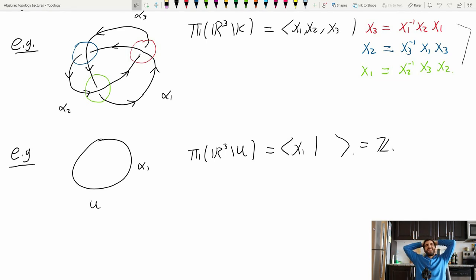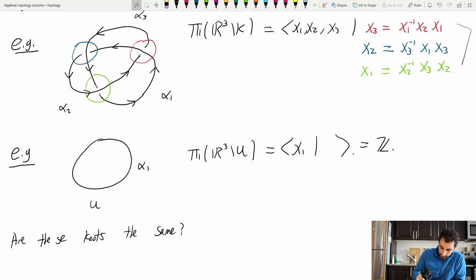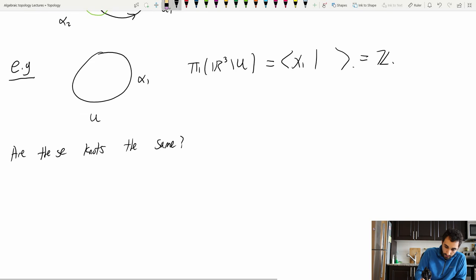But here is a tough question. I'm trying to tell these knots apart, and I have two presentations here. How can I tell that this first presentation doesn't actually represent the trivial group? So, are these knots the same? Well, here's a related question. Are the groups the same?